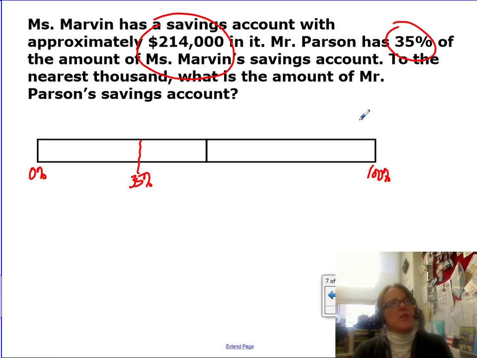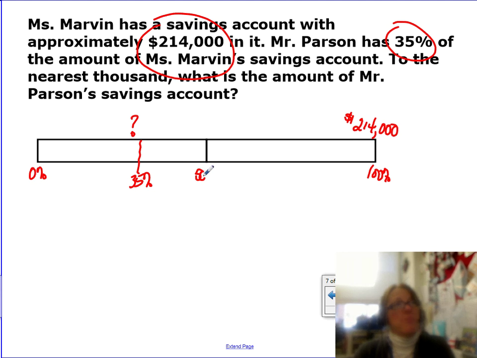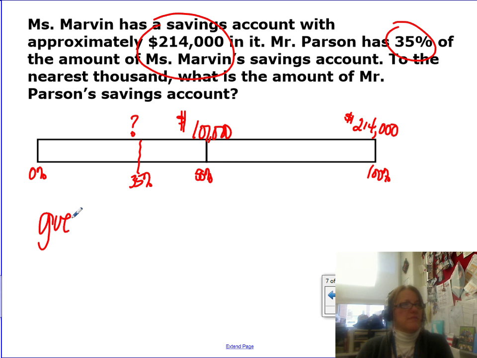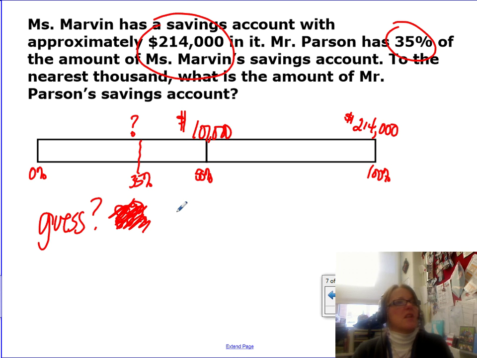Miss Marvin has 214,000. In this situation, that's the 100%, 214,000. 35% is going to be down here somewhere. 50%, the halfway point, is going to be half of this, which would be 107,000. So what do I know? Here's my guess. It's got to be less than 107,000. So maybe, I don't know, we'll make a guess. We're supposed to think how much money. Maybe $80,000. How does that sound? He's got 35% of hers. Well, there's my guess.